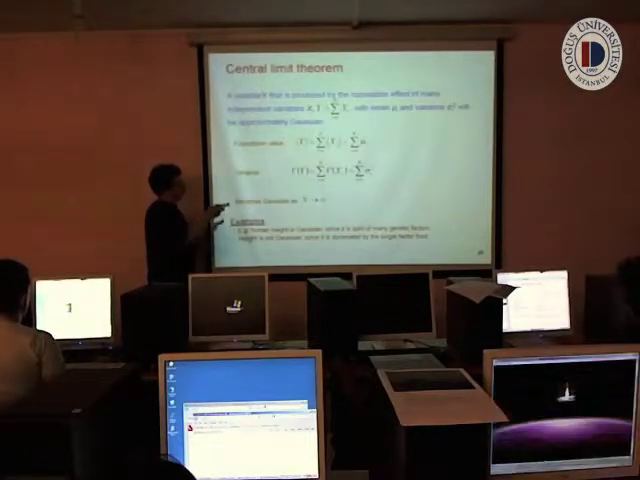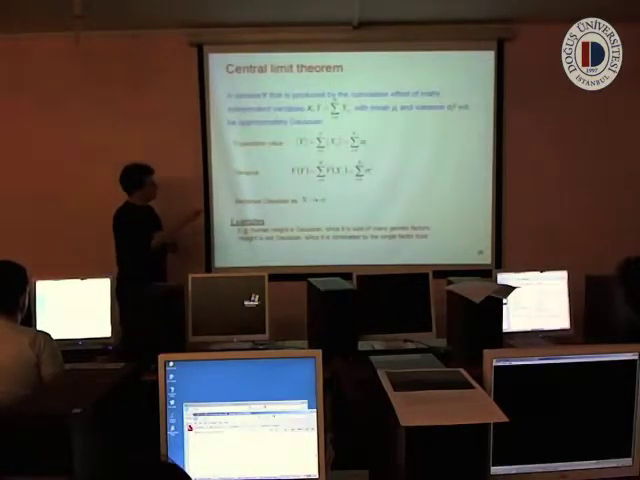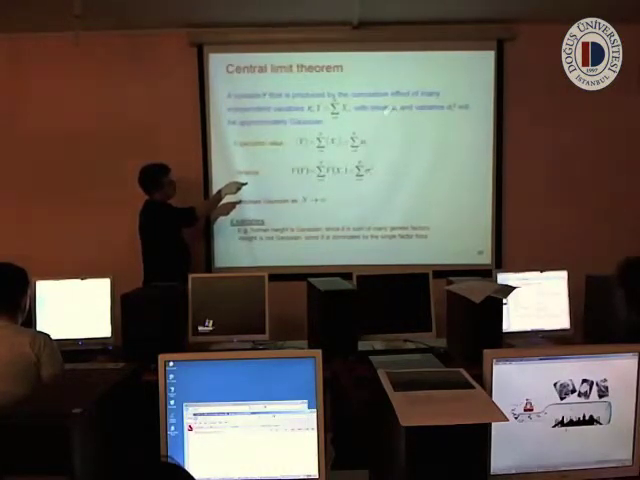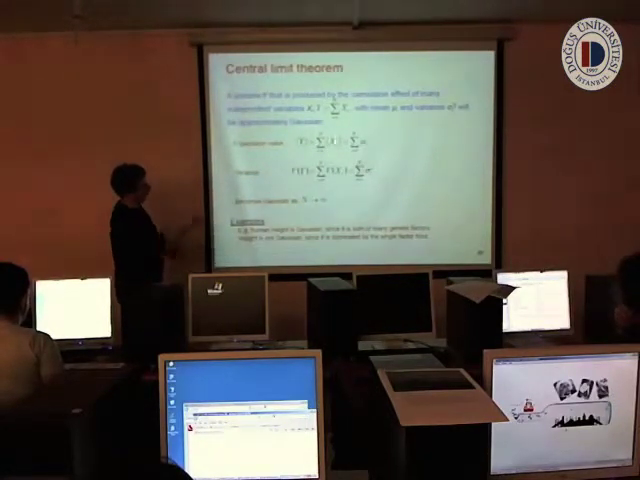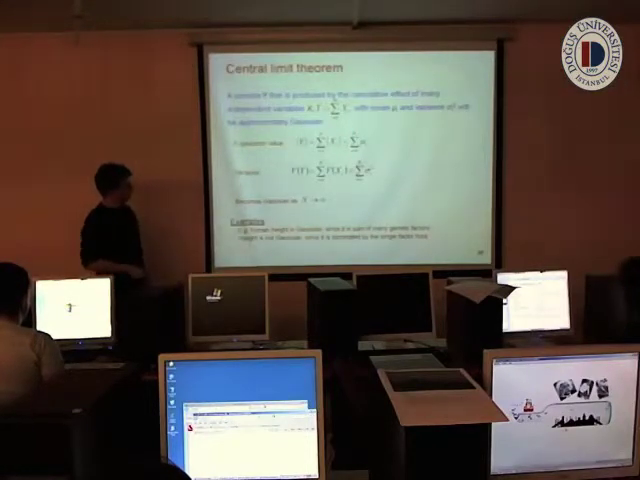Then the sum follows a Gaussian distribution when n goes to infinity. I'll give you an example in a second. And the mean of the sum distribution, the expectation value, is the sum of the expectation values of the single distributions. And the variance, the same, also adds up in the limit when n goes to infinity.